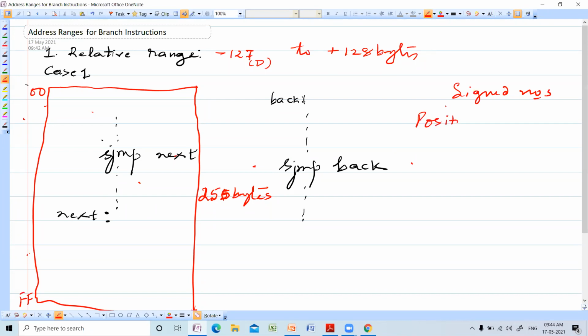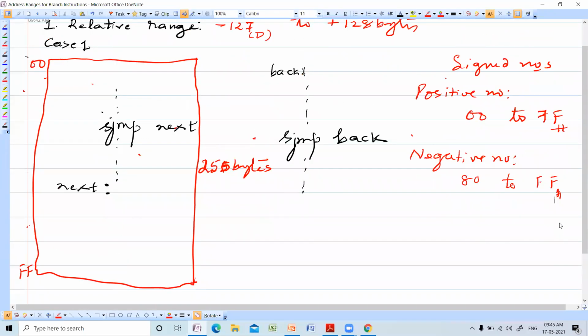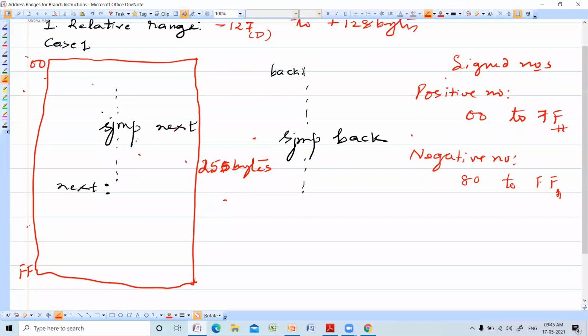A positive number is 00 to 7F, where your MSB is 0. What would be a negative number or negative integer? 80 to FFH. So in this case of relative range, what does it do?